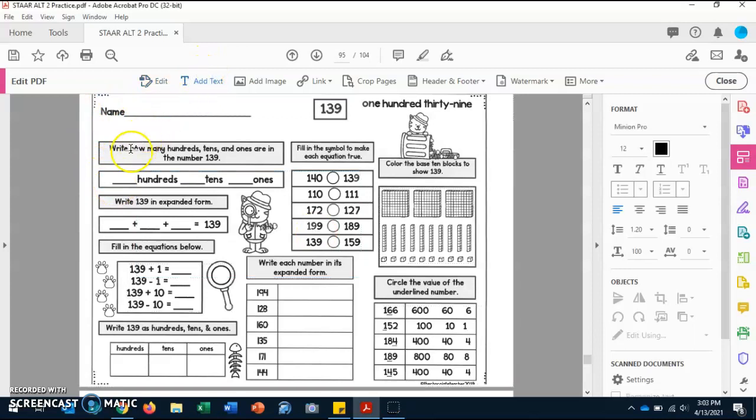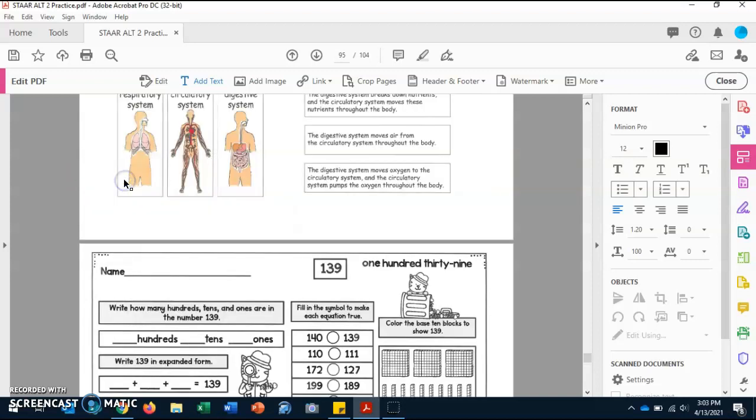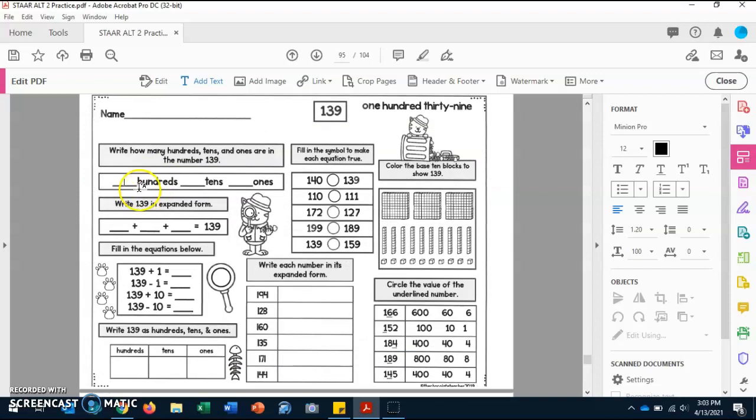On the top over here it says write how many hundreds, tens, and ones are in the number 139. So here we are going to be talking about our hundreds, tens, and our ones. So they want to know how many are in the number 139. So to start off, let's do the hundreds. How many hundreds are in the 139? Our hundreds place is right here. What number is this?